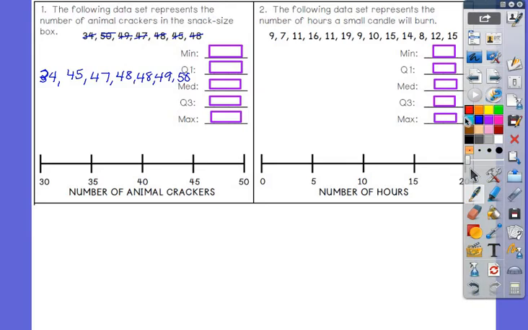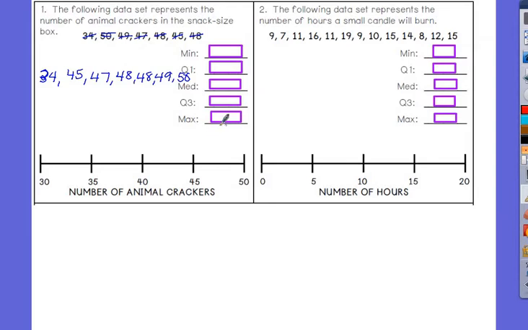Now I'm going to go in the order that I like to go in. Just a personal preference. It kind of makes it easier on myself. The easiest one, the minimum. Who would be the minimum in this data? 34. So I'm going to circle 34 and write 34 as my minimum.